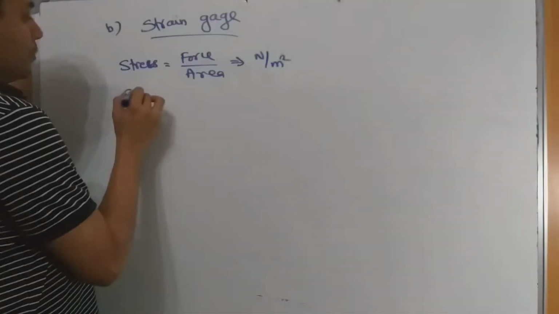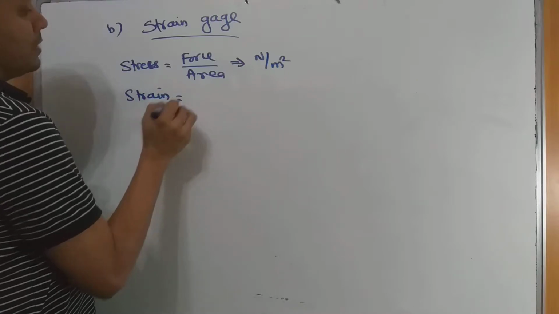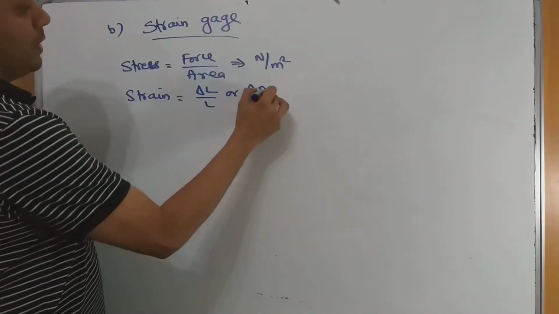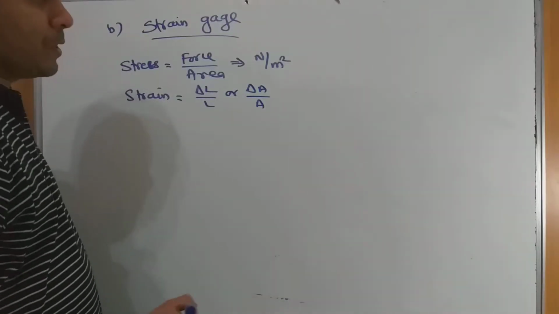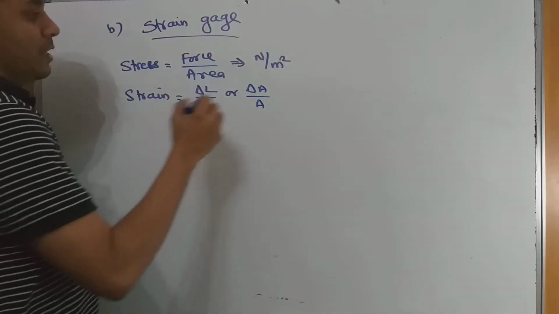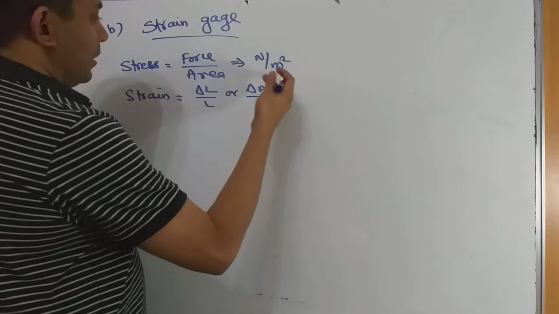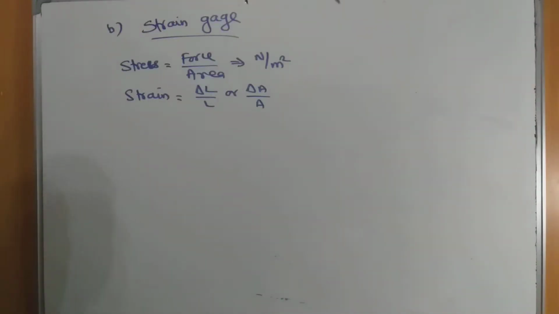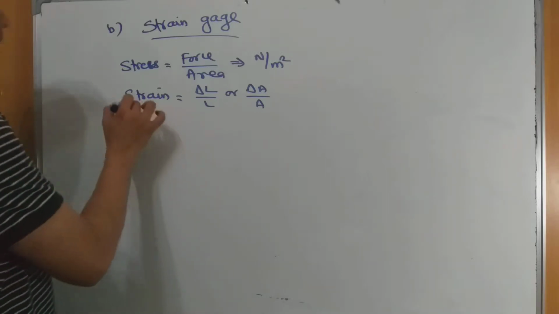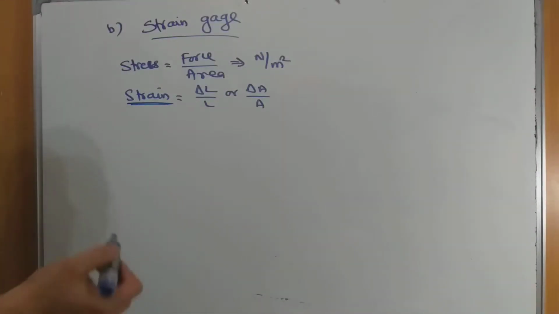And when you apply a force, there must be something called strain, and this strain is defined as the change in length to the original length, or change in area to the original area. That is normally indicated by strain, and normally strain has no unit because the numerator as well as the denominator have the same unit. It's like a ratio, so there is no unit here. So mechanical strain can be measured by using a device called a strain gauge.